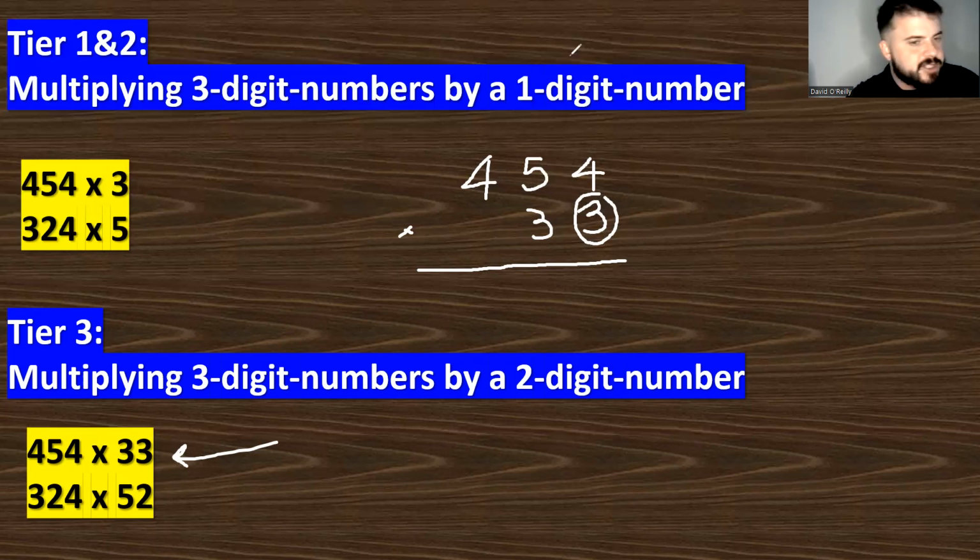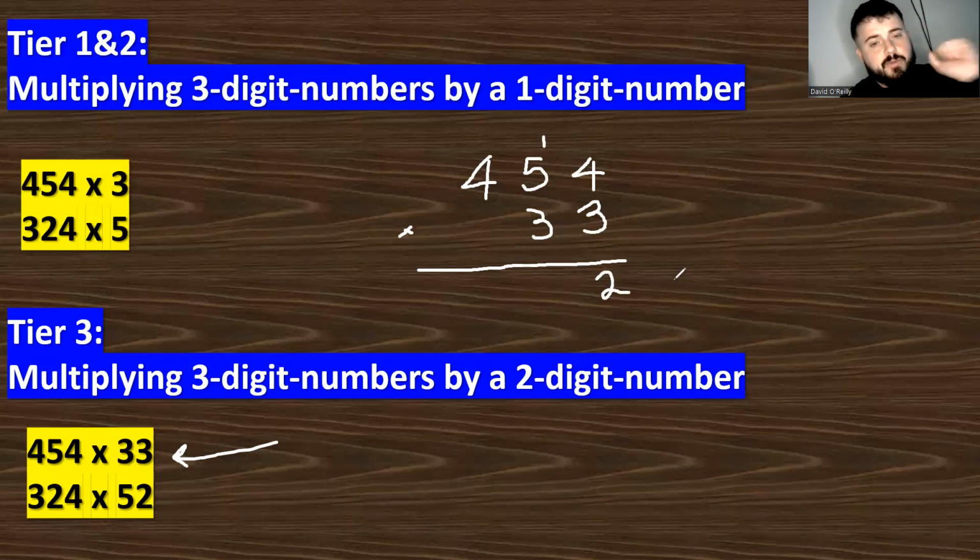Okay, so let's do it. 3 times 4 is 3, 6, 9, 12. So we've got a 2-digit number answer, so the 2 goes underneath, and the 1 is carried over into the next column. Then we do 3 times 5: 3, 6, 9, 12, 15. Add the one that we carried over is 16. Again, a 2-digit number answer, 16. The 6 goes down here, and the 1 is carried over.